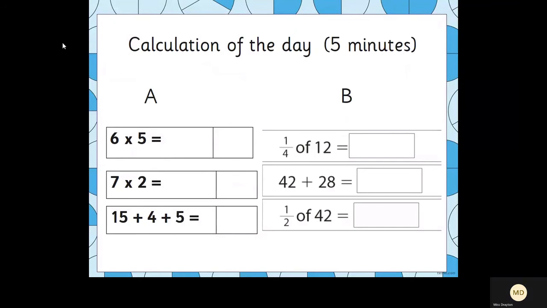Calculation of the day. Remember, give yourself 5 minutes. Start with A, then move on to B if you have time. Pause the video, press play when you're ready to carry on.